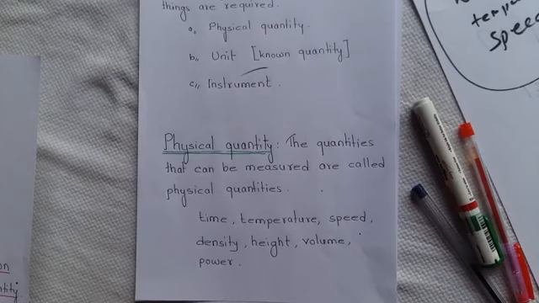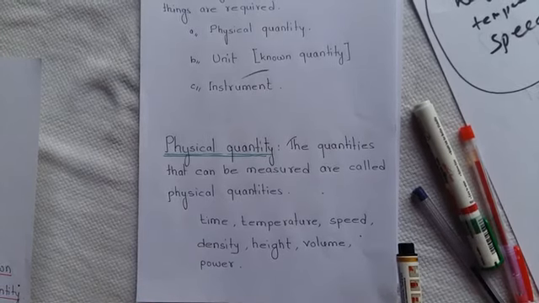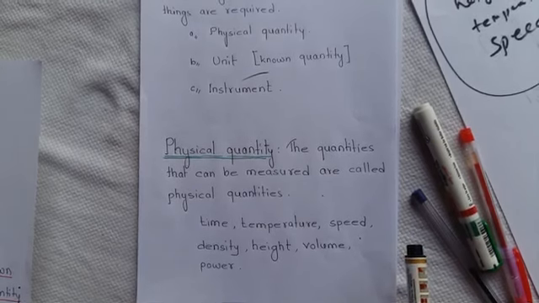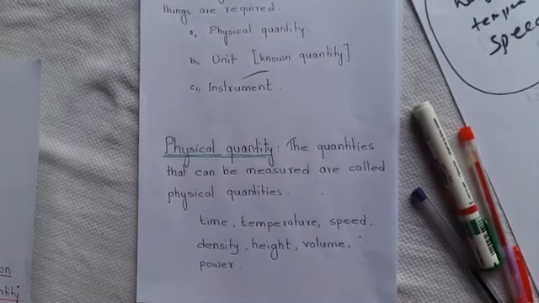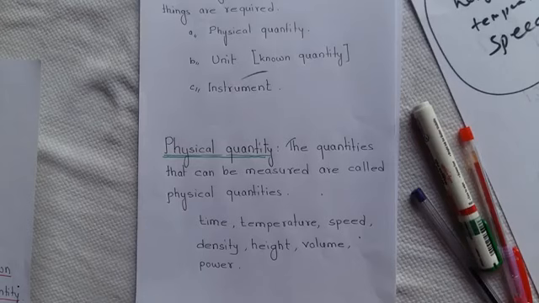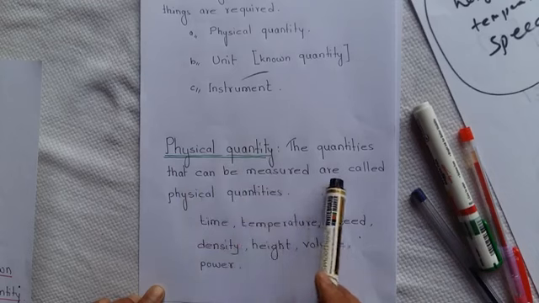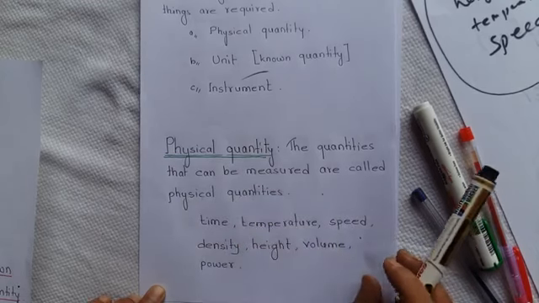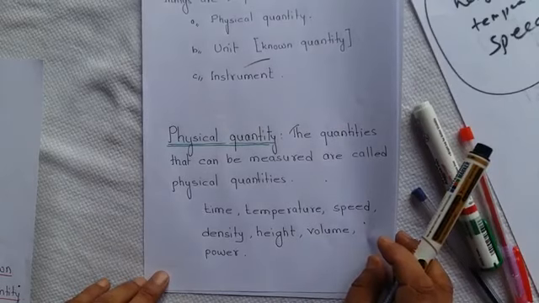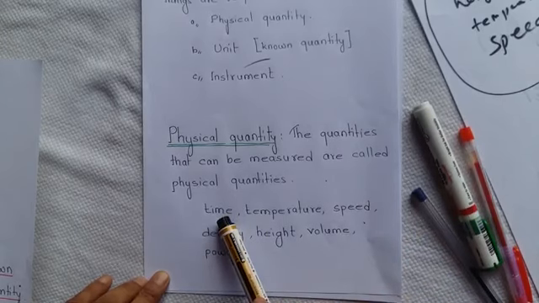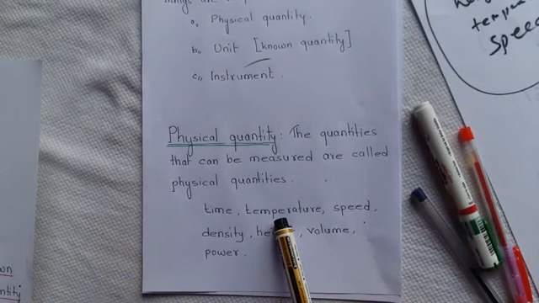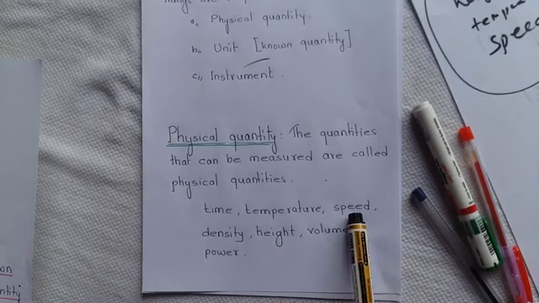As I told you before, to carry out measurement, we need 3 things, that is physical quantity, unit and instrument. So let's check out what is physical quantity. The quantities that can be measured are called physical quantities. Anything that can be measured are called physical quantities. So we can measure time. So time is a physical quantity. We can measure temperature. So temperature is a physical quantity. We have speed. Speed can be measured. So it is a physical quantity.